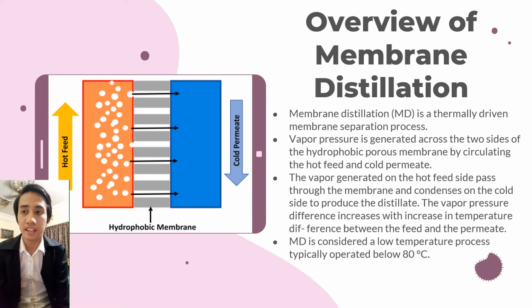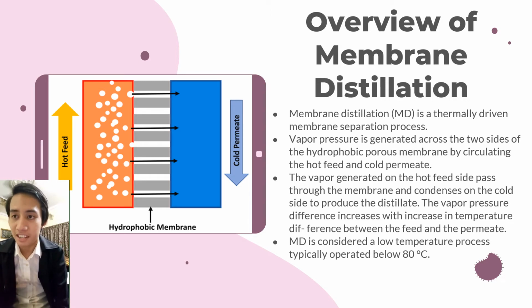Membrane distillation is a thermally driven membrane separation process. In a typical membrane distillation, a vapor pressure is generated across the two sides of the hydrophobic porous membrane by circulating the hot feed and cold permeate. The vapor generated on the hot feed side passes through the membrane and condenses on the cold side to produce the distillate. The vapor pressure difference increases with increase in temperature difference between the feed and the permeate. However, membrane distillation is considered a low temperature process, typically operated below 80 Celsius.